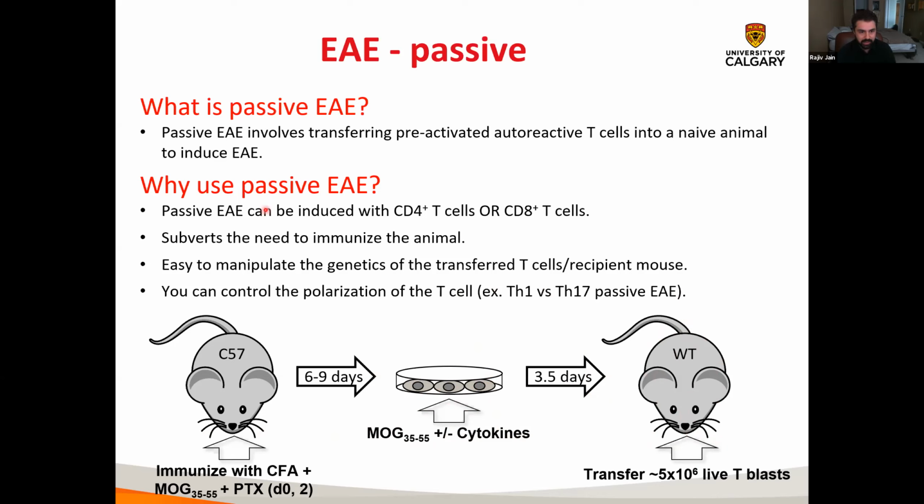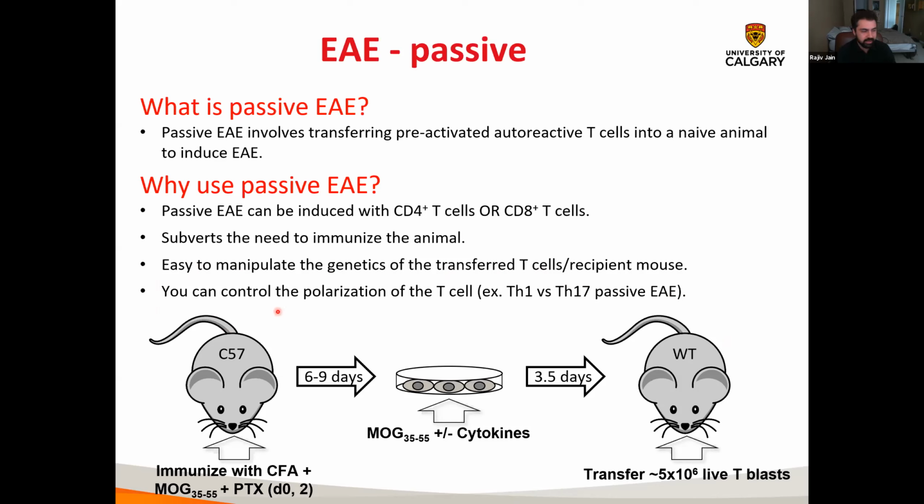So why would we care about using passive EAE? Well, first of all, it can be induced with CD4 cells or CD8 cells. So if you want to study CD8 biology, this is one model you could potentially use. It also subverts the need to immunize the animal that you're inducing EAE in, because immunizing by itself changes the biology of the mouse considerably. So to get a less biased immune response, it may be advantageous to skip this immunization component. You can also easily manipulate the genetics of this system. You can manipulate the genetics of the T cell or the recipient mouse, giving you a lot of flexibility in how you set up your experiment.